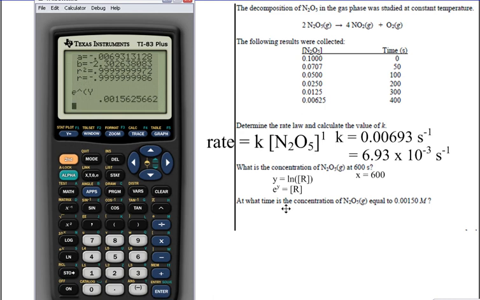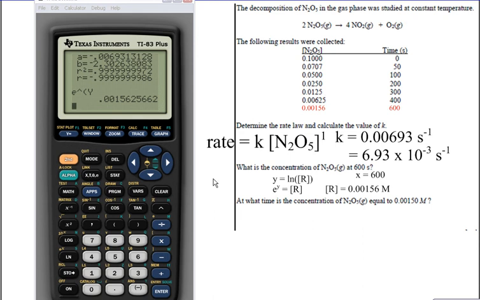Hit enter. And when x is 600, so at 600 seconds, we have a concentration of 0.00156. And I can go ahead and add that to my data table because, hey, look, I've got some data here I'm predicting. So I'm going to put that on there as well. And that is in line with the data I got before. So notice how it's decreasing at 600 seconds. It only makes sense that it would be a lot less than it was at 400 seconds or 300.